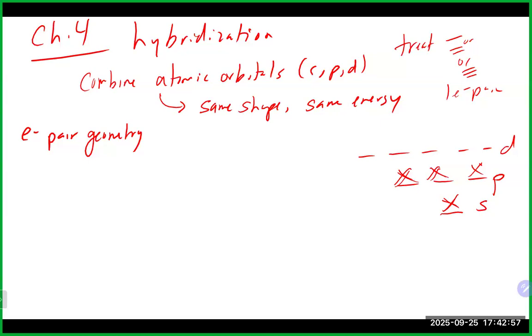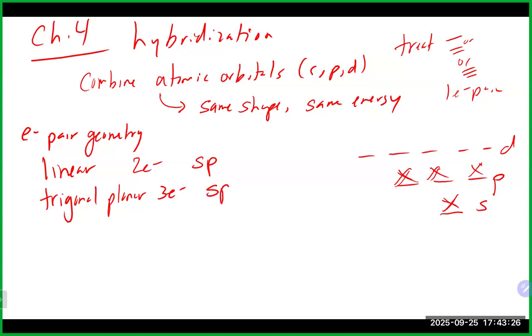Again, if you have multiple central atoms, we do the same thing we do when we assign geometry: we hold our hand over one half and look at each of the atoms individually. So when we have linear electron pair geometry, which is 2 electron pairs, that's our sp hybridization. Trigonal planar is 3 electron pairs, which is our sp2 hybridization. Tetrahedral is 4 electron pairs, which is our sp3 hybridized orbitals.